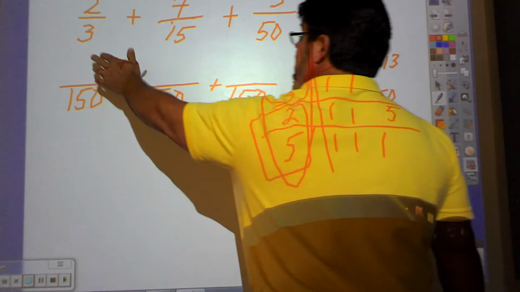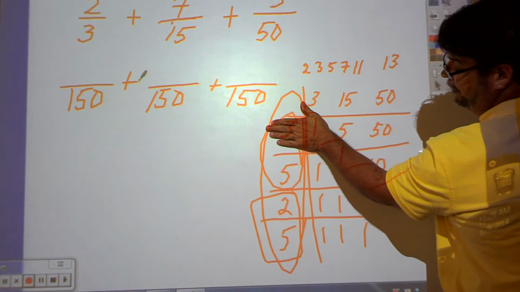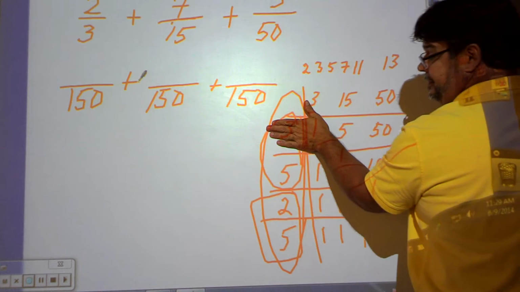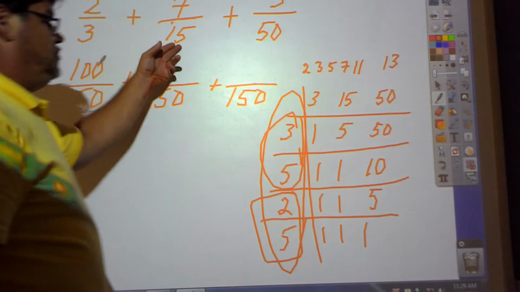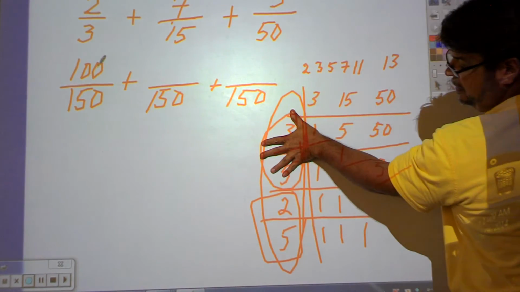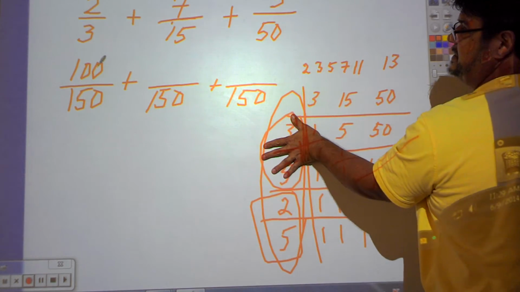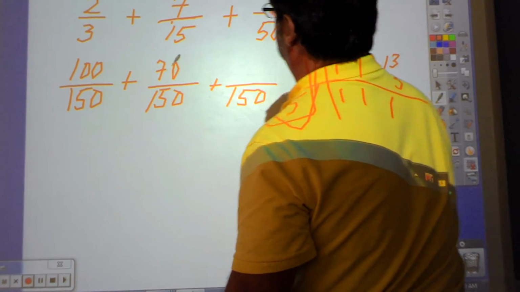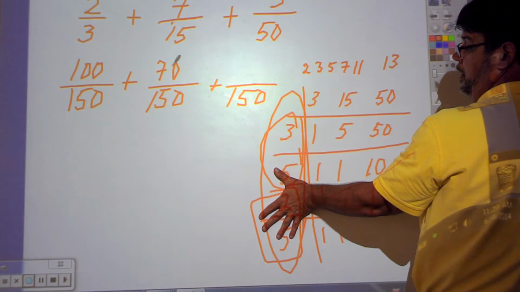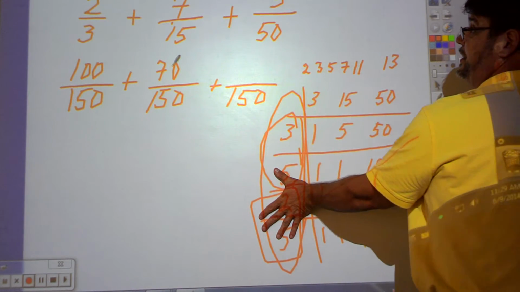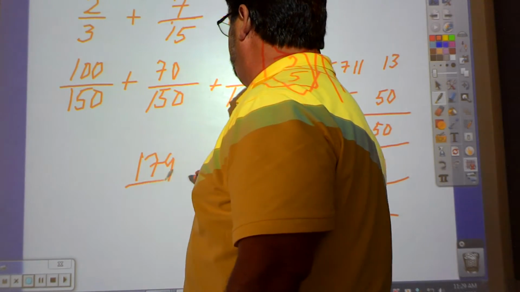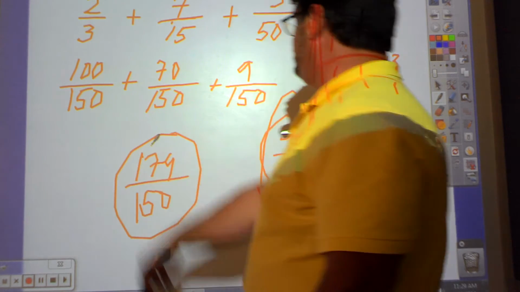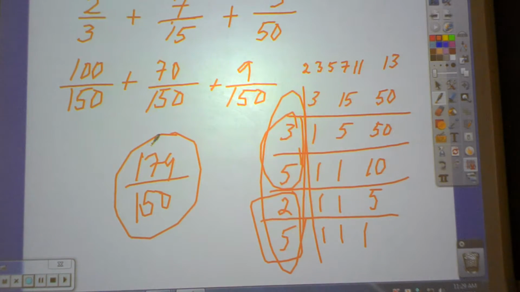Three will go into 150. Well, you just take it out. How many times? 50 times. 50 times 2 is... 15 will go into 150. How many times? 10 times. 10 times 7 is 70. 50 will go into 150 how many times? 3 times 3. 179 over 150. So you figure out what times it, and then you cover it up, and then you multiply the top by that one.